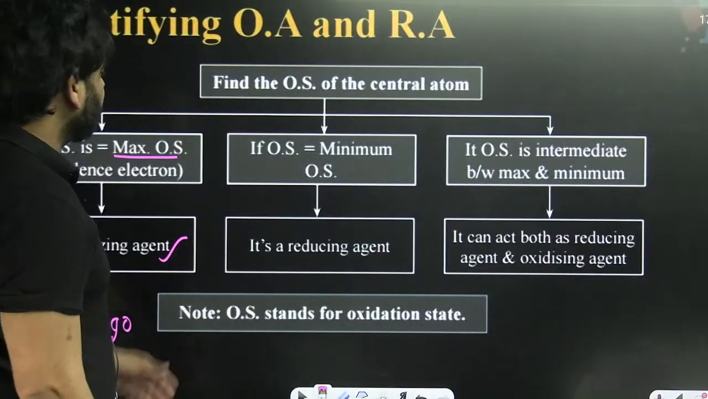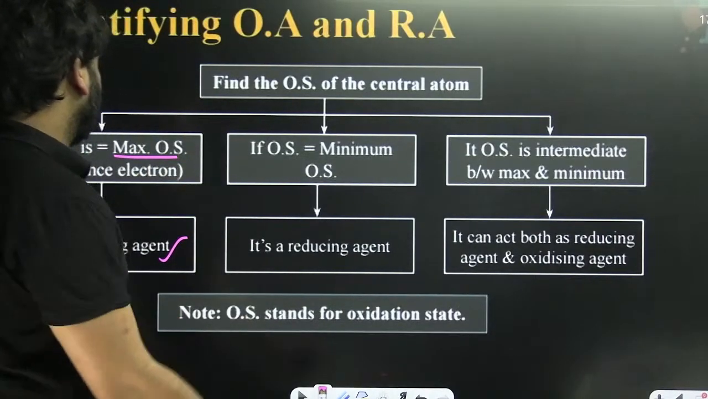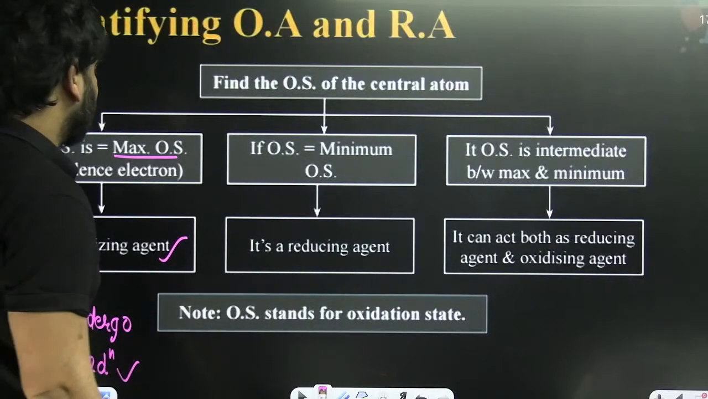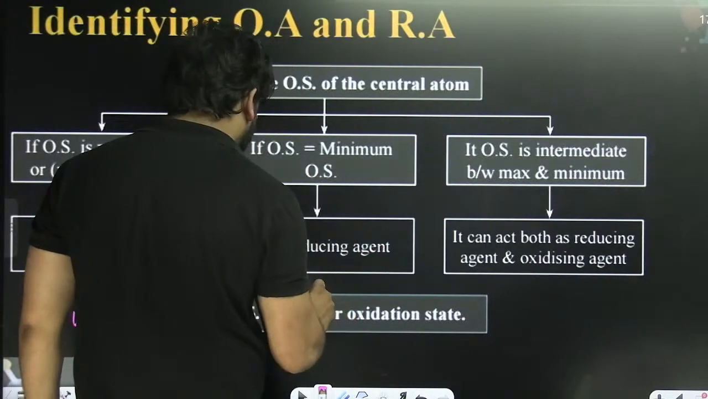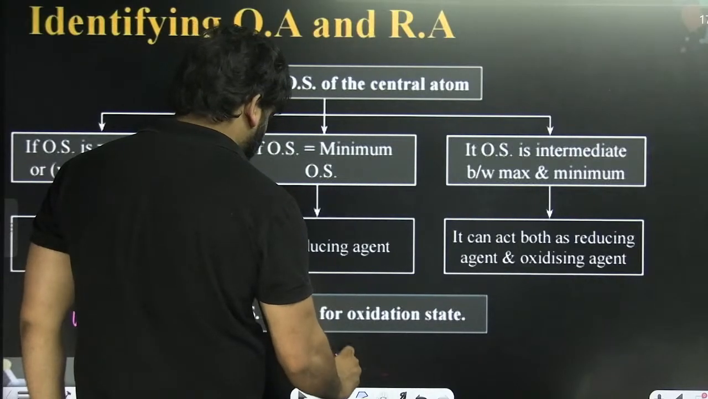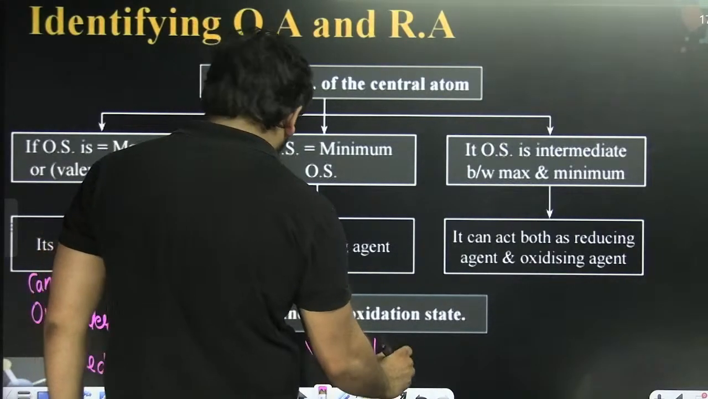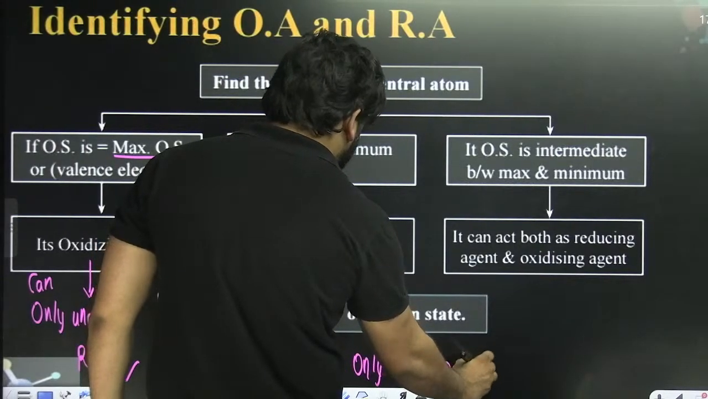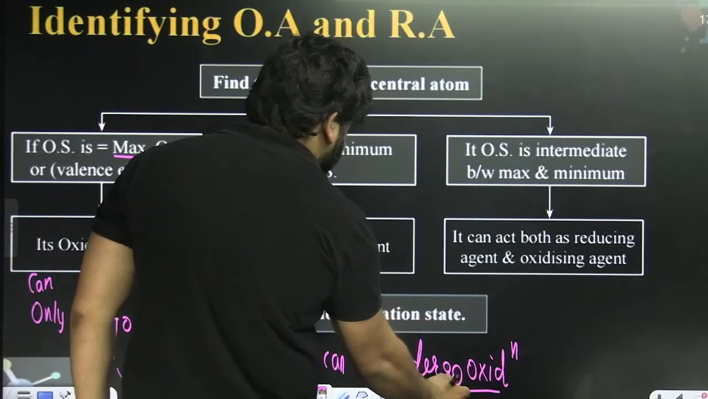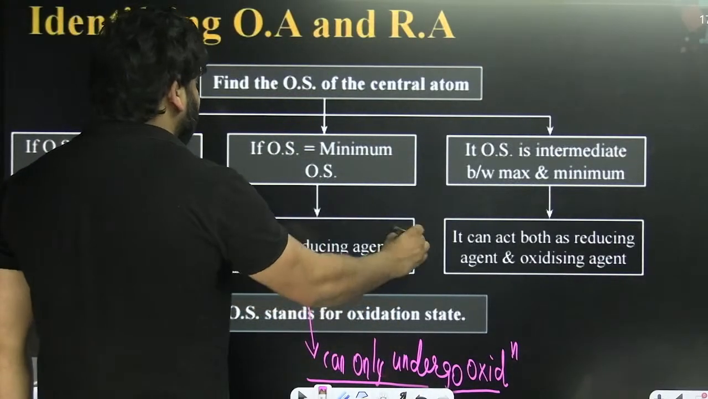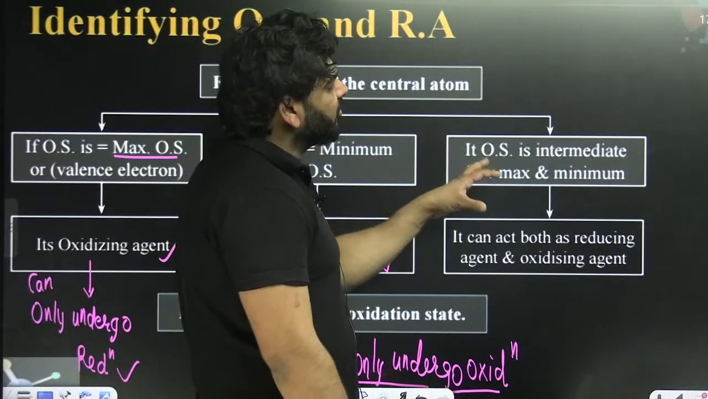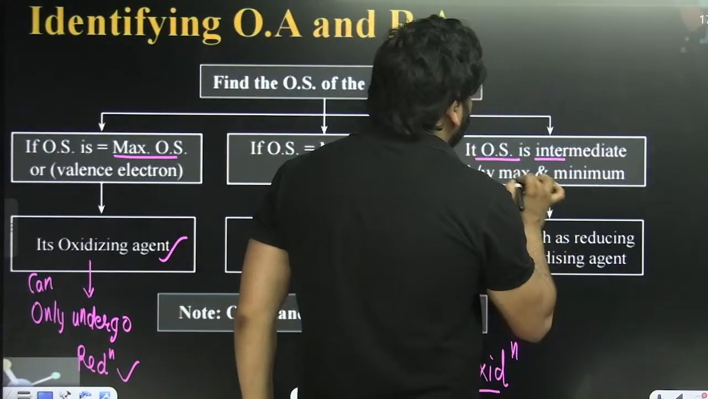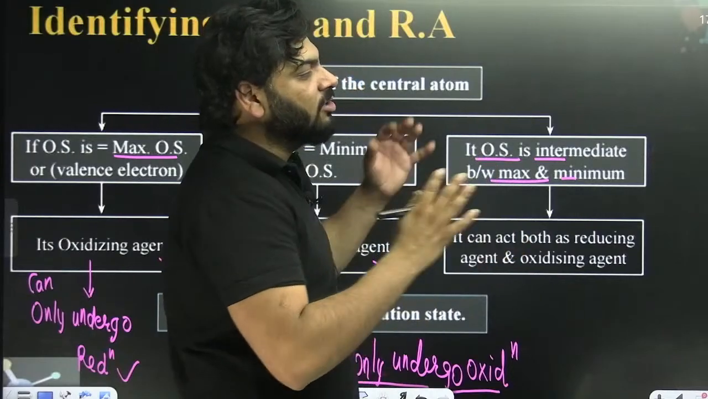Then if we have the minimum oxidation state, it can only increase its oxidation state. So it can only undergo oxidation because it is present in the minimum, and something which undergoes oxidation will always be a reducing agent. Similarly, there is the one which is in between, as in its oxidation state is between minimum and maximum.